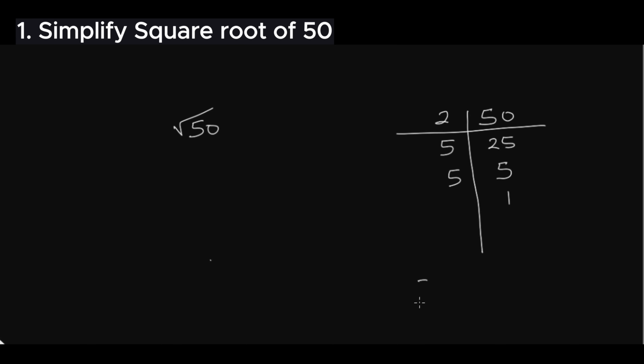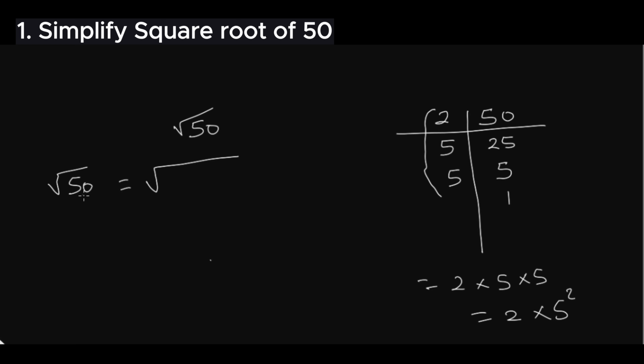Remember, step 2 says we should arrange the prime factors in index form with the highest power of 2. So these are the prime factors of 50. So we have 2 times 5 times 5, that will give us 2 times 5 squared. So 2 is our highest power. So therefore, the square root of 50 is the same thing as saying the square root of 2 times 5 squared.